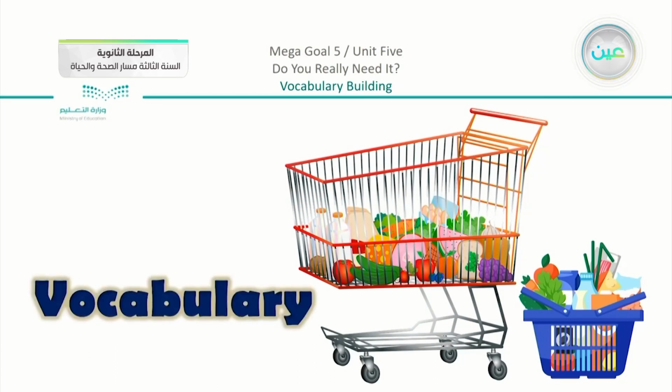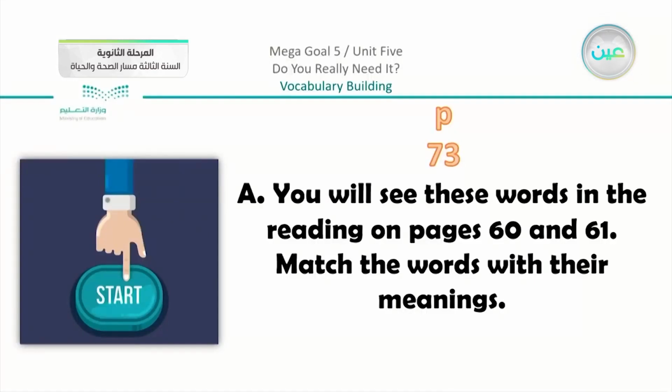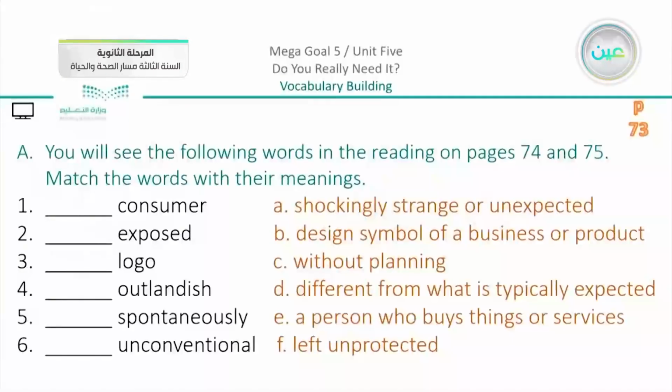vocabulary part. Now in the vocabulary part we learned many words that we have here. Now we had the instructions on page number 73. You will see these words in the reading on pages 60 and 61. Match the words with their meanings. So basically we had our exercise here.